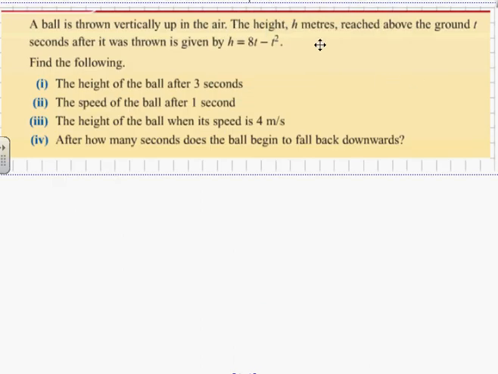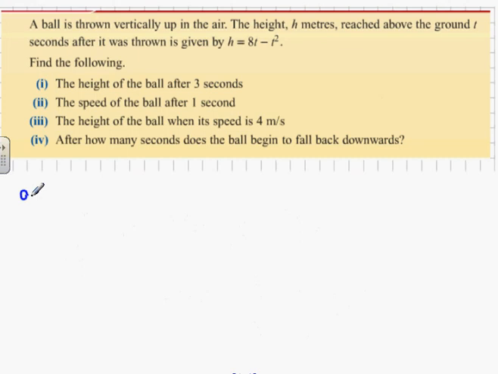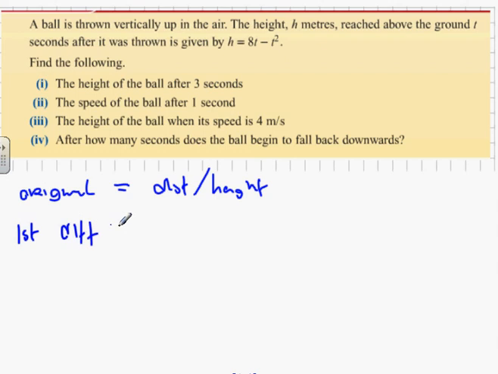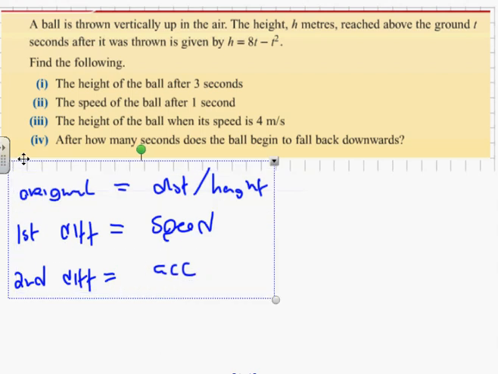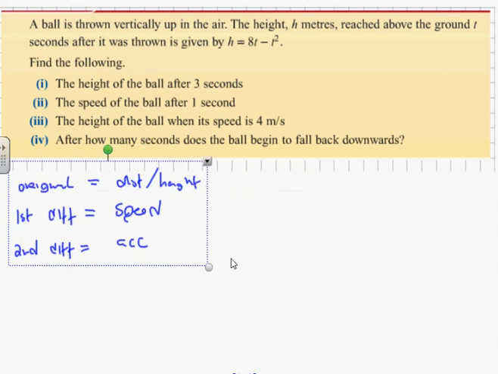If your original formula equals distance or height, can anybody tell me what the first derivative is? First derivative is speed. Can anybody tell me what the second derivative is? Okay, that's what you need to learn off by heart. If your original formula is distance or height, your first derivative is speed, your second derivative is acceleration.